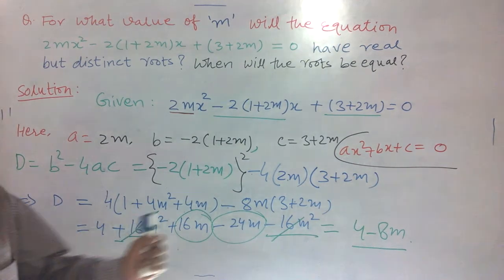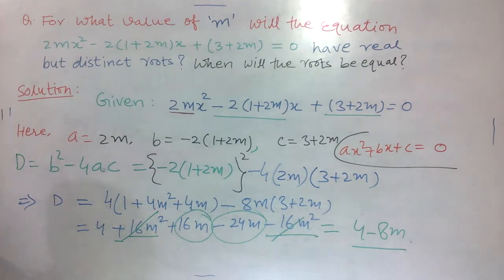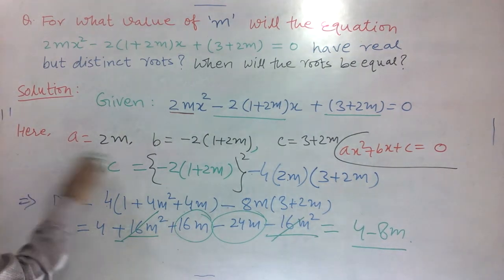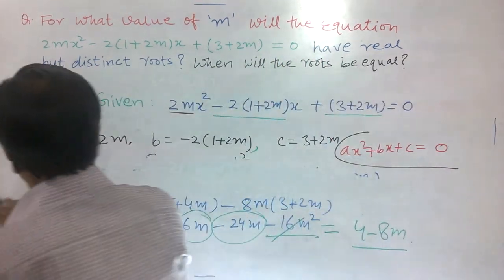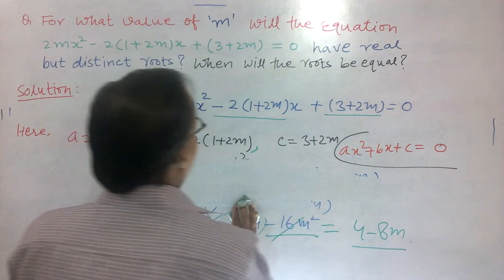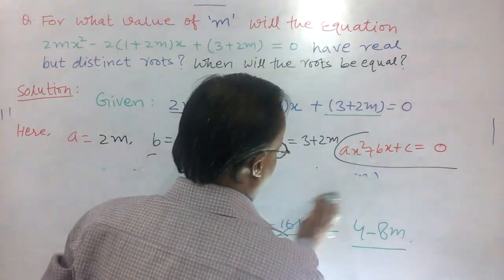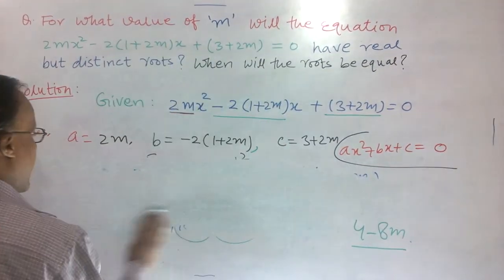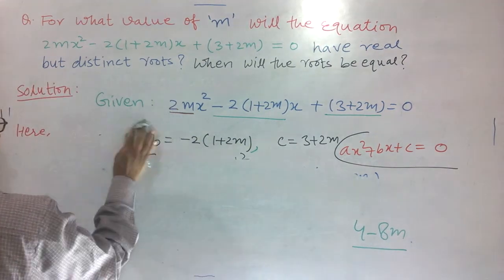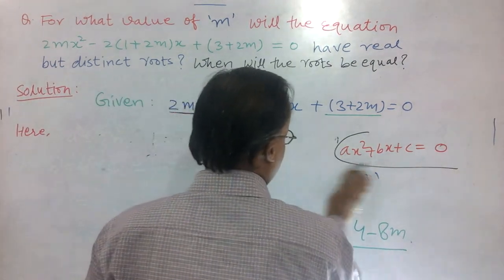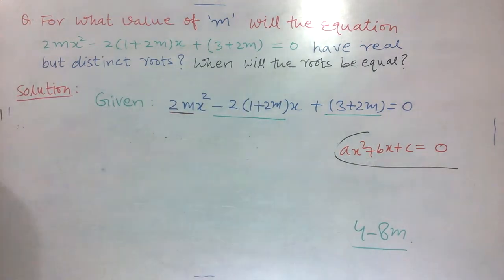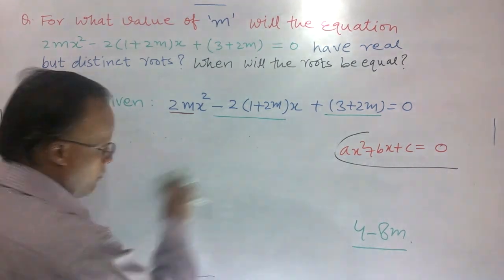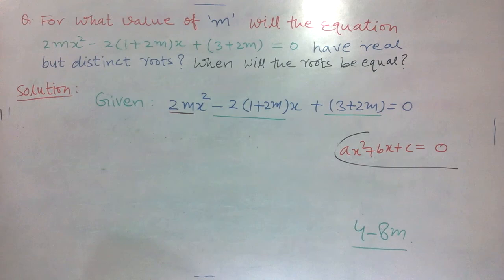Here you get the value of discriminant. D is equal to 4 minus 8m. Now solve it. So our aim is now to calculate real and distinct roots. For what value of m does this given equation have real and distinct roots? So for this you have to apply the condition for distinct roots. So what are the conditions? You know that there are three conditions for discriminant: D greater than 0, D less than 0, or D equal to 0.